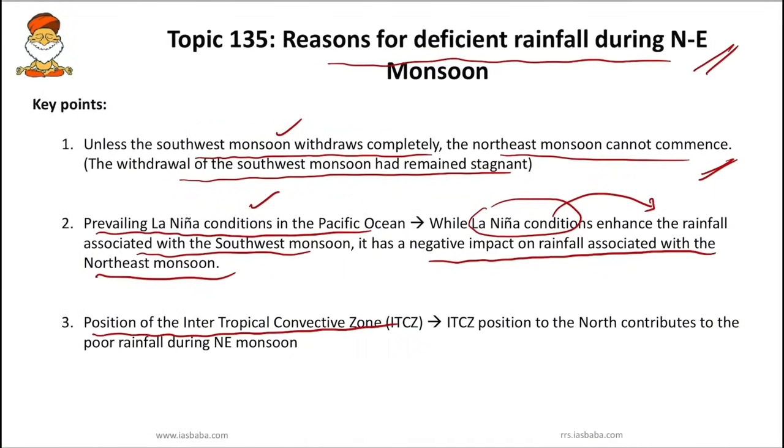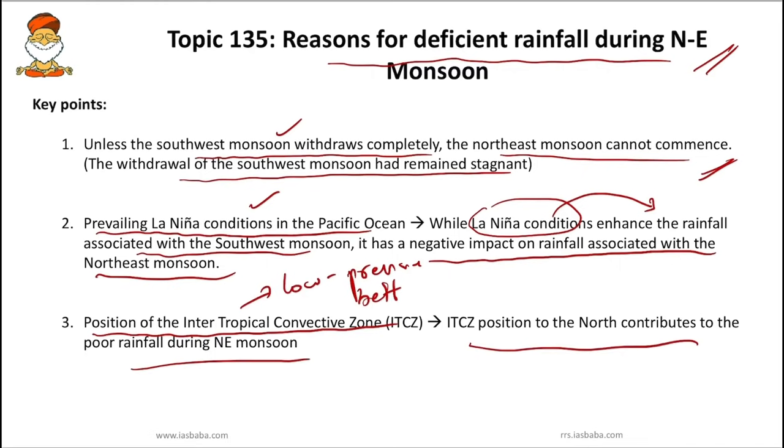The second condition is the position of the ITCZ, the Intertropical Convergence Zone. Even this plays a crucial role. We know that the ITCZ is a low pressure belt, right? Last year during 2020, this low pressure belt had positioned itself to the north, because of which it contributed to the poor rainfall. So these are some of the important reasons or factors you have to remember for why there was deficit rainfall during the northeast monsoon.